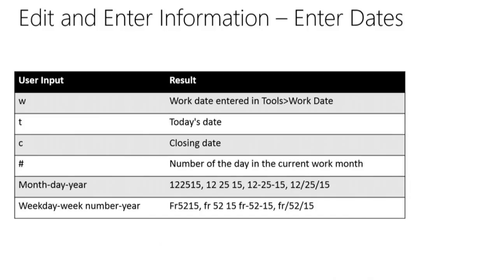When entering dates in the system, we can also make use of some interesting shortcuts. Let's have an overview. For example, if I am on a date field, I can enter W in the system, and W will then be evaluated to the work date. And you might remember the work date is a date you can set as a user in the application. T will be evaluated into today's date, C into a closing date, and so on. Let's have a look at an example in the application.